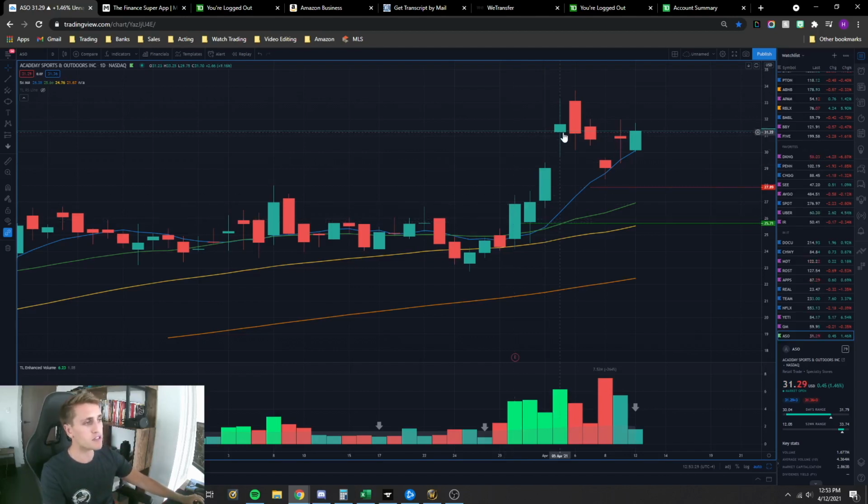I rode it up to this $33, $31.50 area, and then after this indecisive candle at highs, I placed my stop just under the low of day. The low of day was $29.75, so it's basically right here. I said to myself, if it crosses that line, I'm out. If it keeps going higher, good. I'll just keep trailing it.